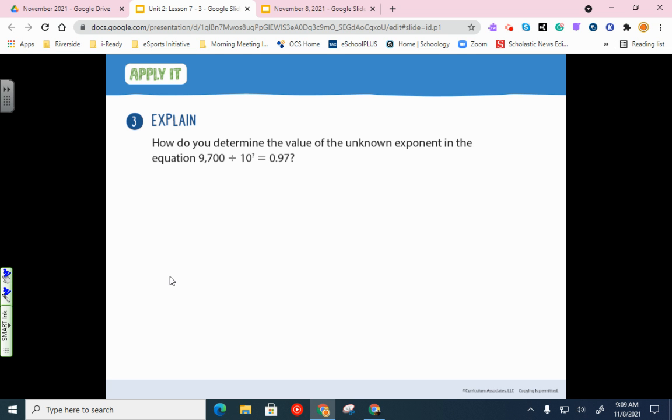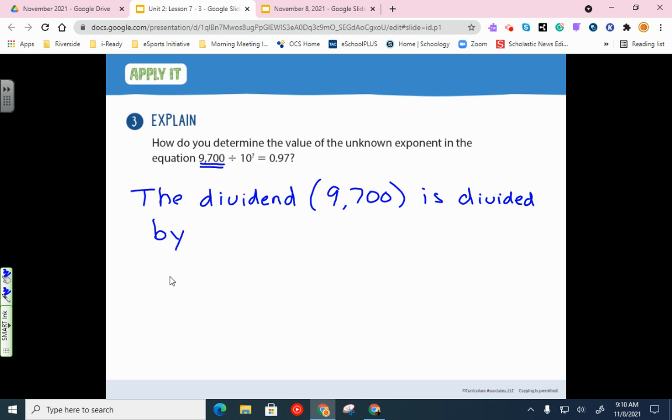So we know that the dividend, and I'm going to just put this in parentheses, is divided by 10. And let's stop for a second, because it is divided by 10, but how are we going to get this decimal point to that location?